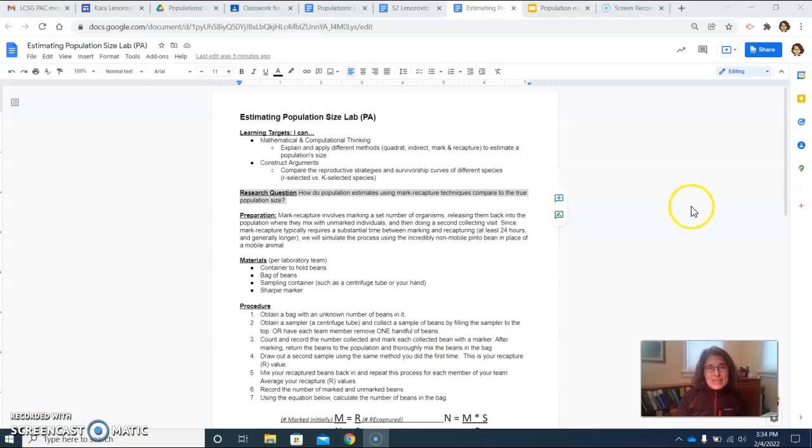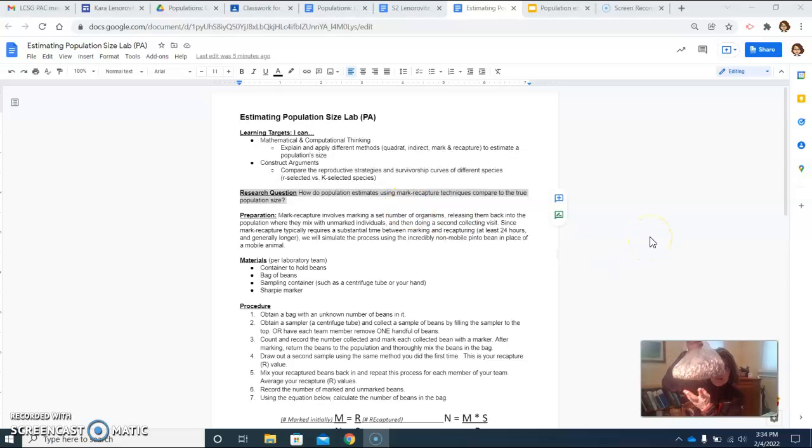All right, so in this lab, estimating population size, your learning targets are both mathematical and computational thinking, in which case you're explaining and applying the different methods to estimate a population size, as well as constructing arguments. Here, you're comparing and contrasting the reproductive strategies and survivorship curves of different species, whether there are r-selected species or K-selected species. The research question for this lab is, how do population estimates using mark and recapture techniques compare to the true population size?